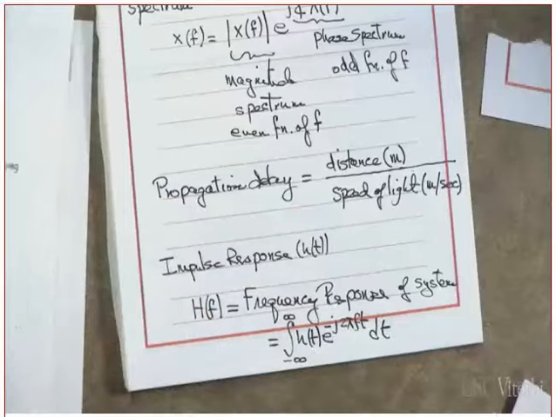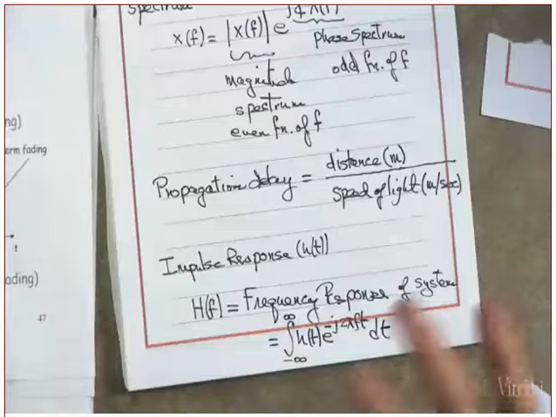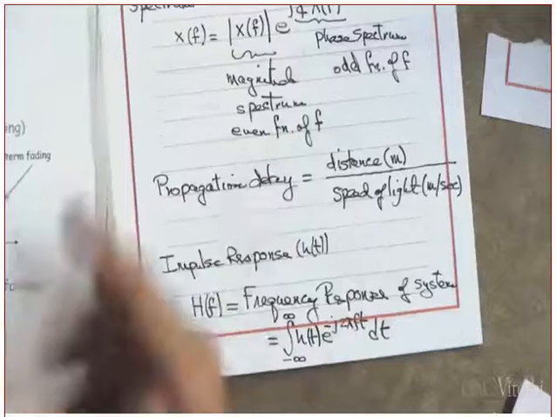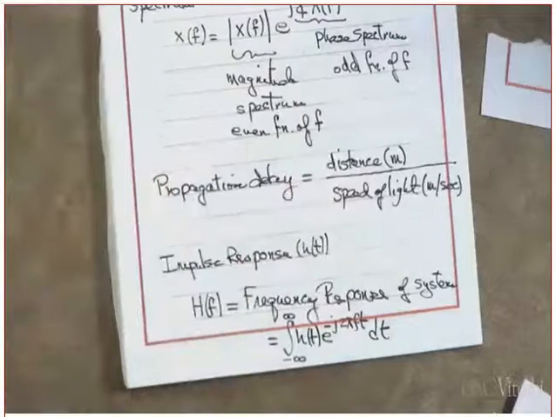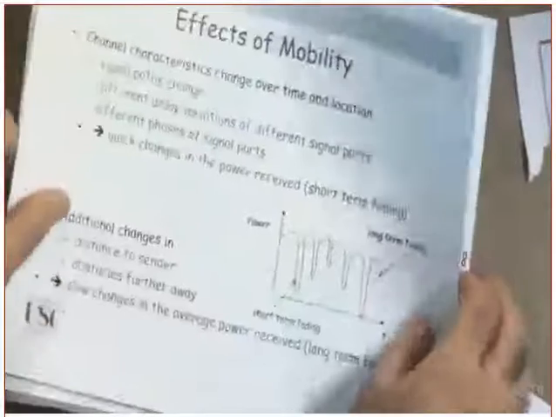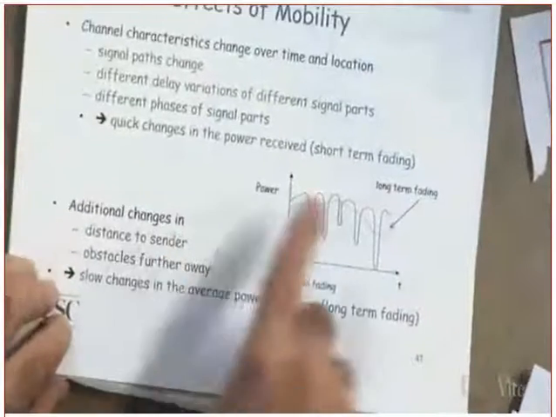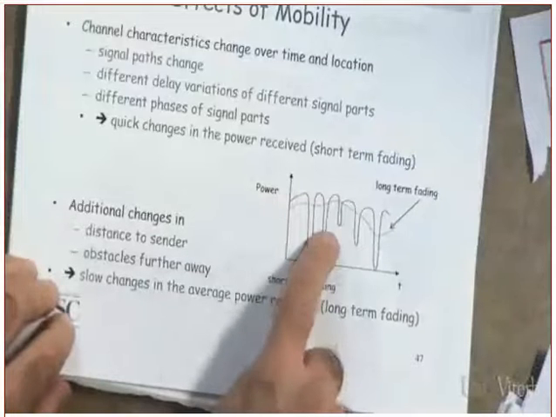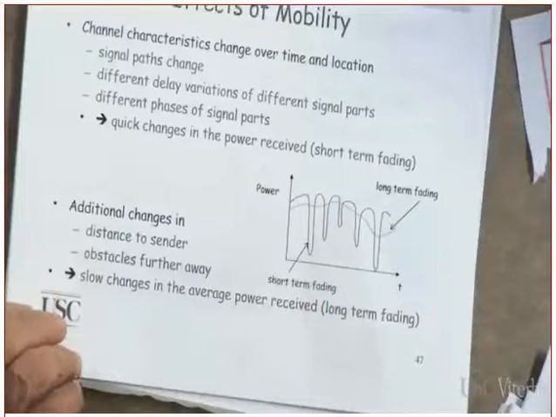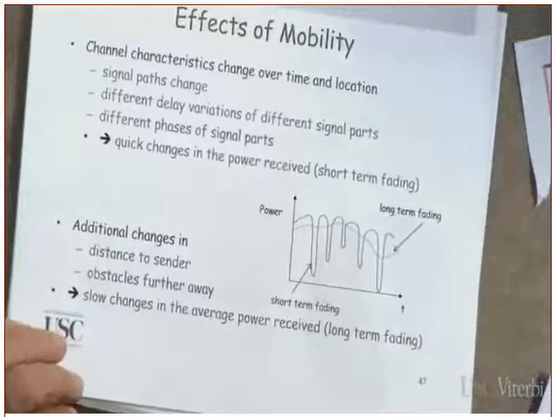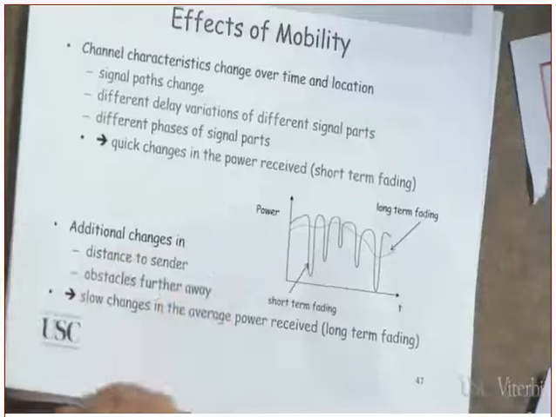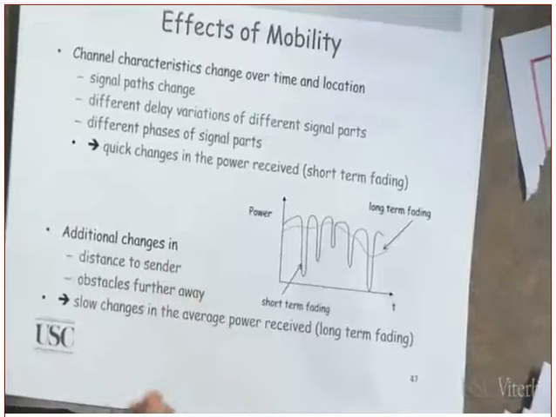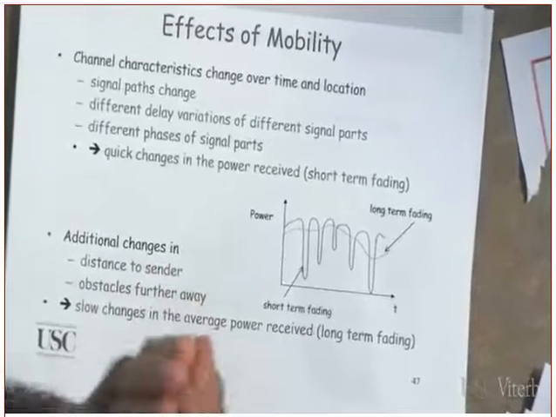But when I talk about a time varying channel, what am I saying? I'm saying that the impulse response is going to change with time, especially if there is motion. So, again, there will be quick changes in the power received. What does that mean as far as the receiver design is concerned? One of the most important parameters in RF design is what is known as the dynamic range of a receiver.